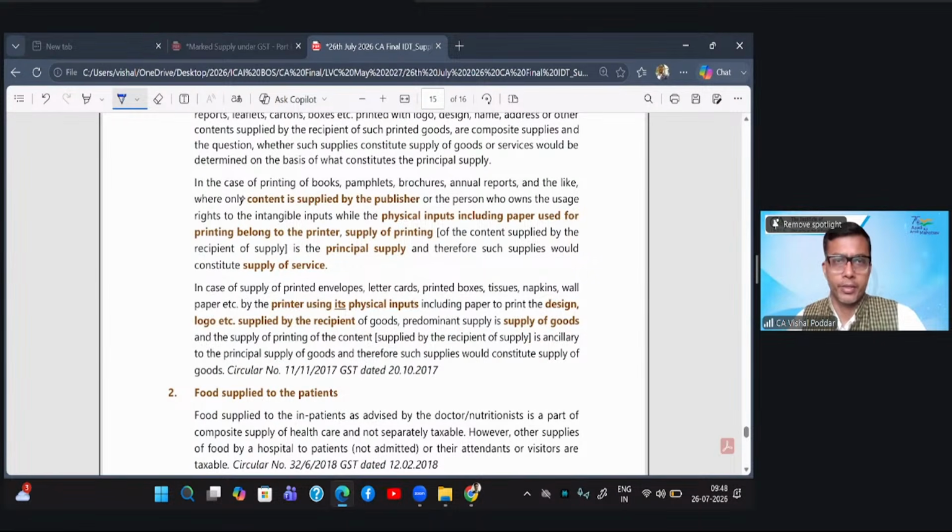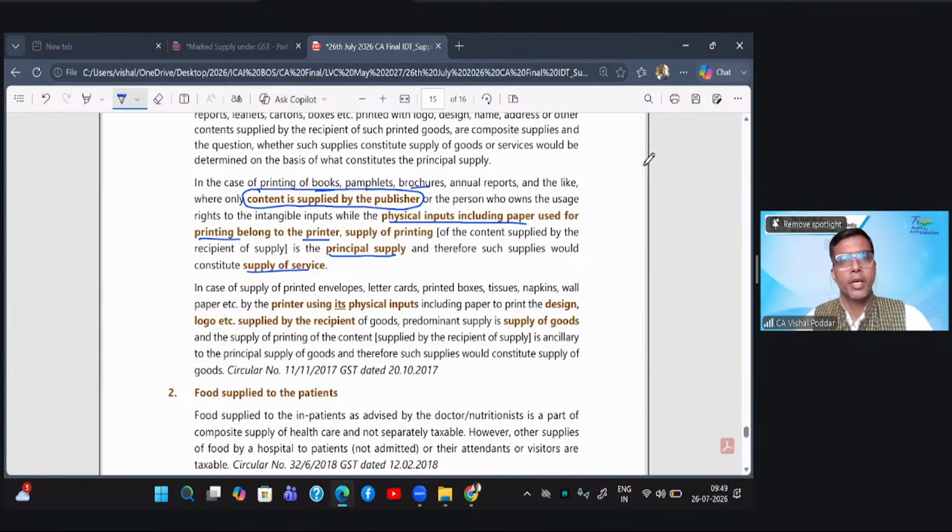What are the two categories? Where it is printing of items like books, pamphlets, brochures, etc., where content is supplied by the publisher or the person who owns the usage rights, and the physical inputs like paper, ink, etc. belong to the printer. Here, the principal supplies service.